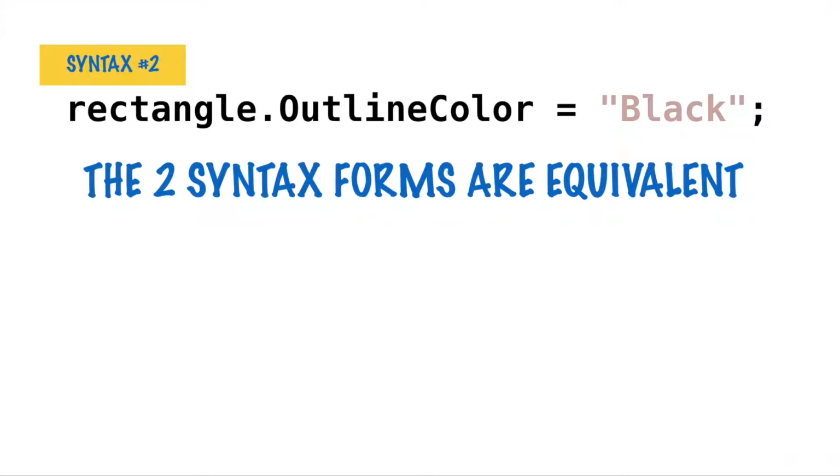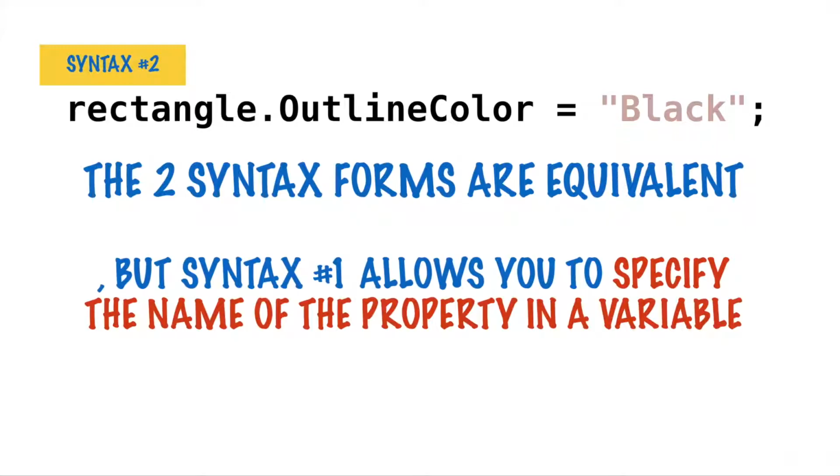These two syntax forms are exact equivalents. Using the square brackets with the outline color in quotes is equivalent to calling it in this manner. Rectangle.outline color is equal to black. There is, however, one advantage to syntax 1 over syntax 2. There is an advantage to using the square bracket notation which we saw earlier.